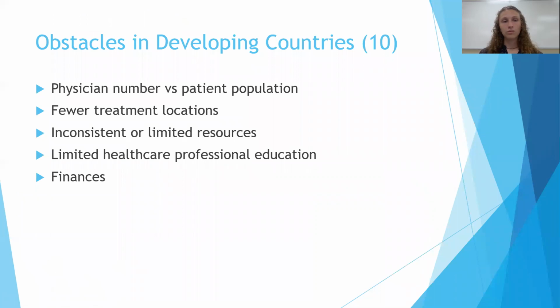Upon my interviews, I learned of several obstacles that these countries face, being the physician number is significantly smaller than the patient population needing treatment. This is due to the lack of specialization in these countries. There are just fewer doctors that are ophthalmologists that are able to perform these surgeries, and there's just a very large demand that can't compete.